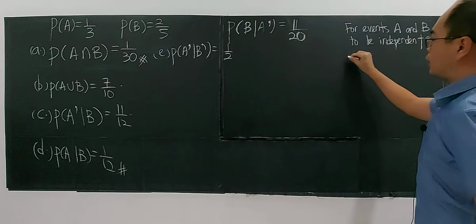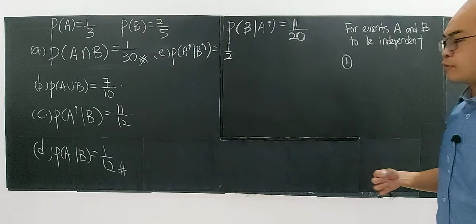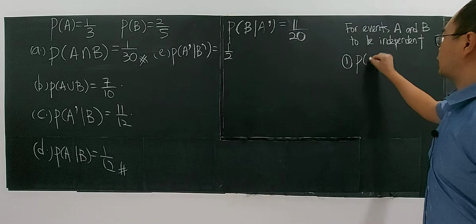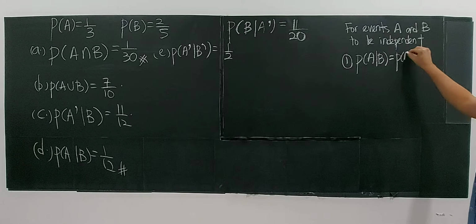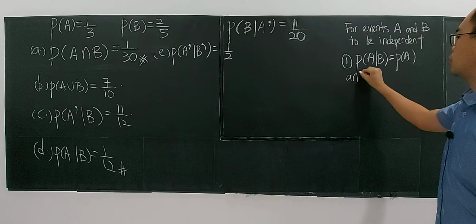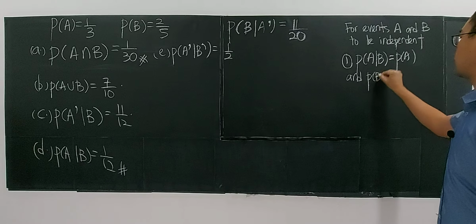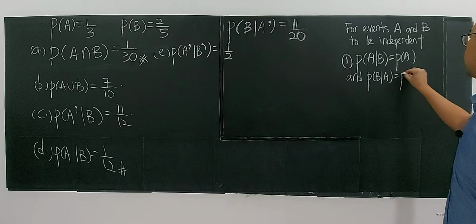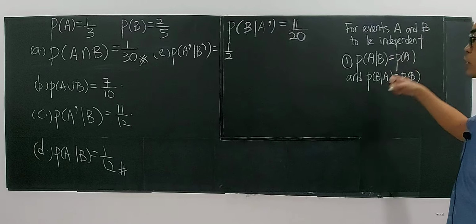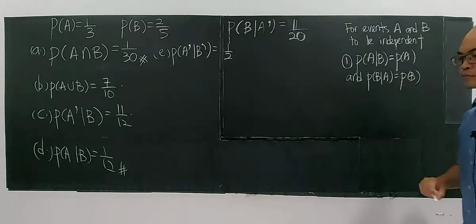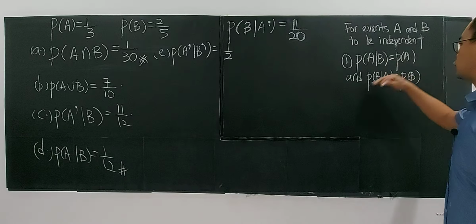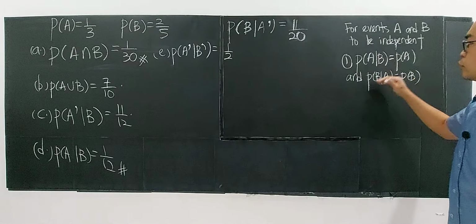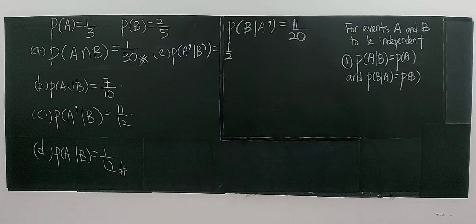There are two ways of verifying it. First, you show that the probability of A given B is the probability of A, and also the probability of B given A is the probability of B. If you can show that either one of these is true, then it is definitely independent. If you show both, it is better. If it is true, then definitely it's independent.